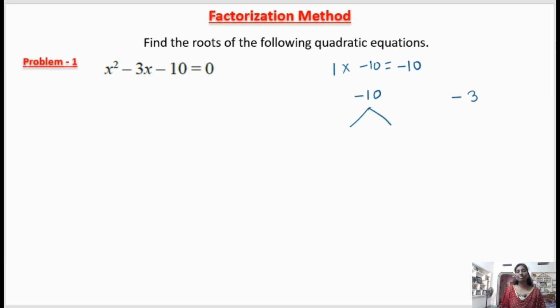Now the next step is, we have to think of two numbers whose product is minus 10. Here 10 into 1 is 10, this is a pair. And one more combination is there, 5 into 2 is 10. We will think about the sign later. First you check how we can get 10 by multiplying two numbers: 10 into 1 is 10, 5 into 2 is 10.